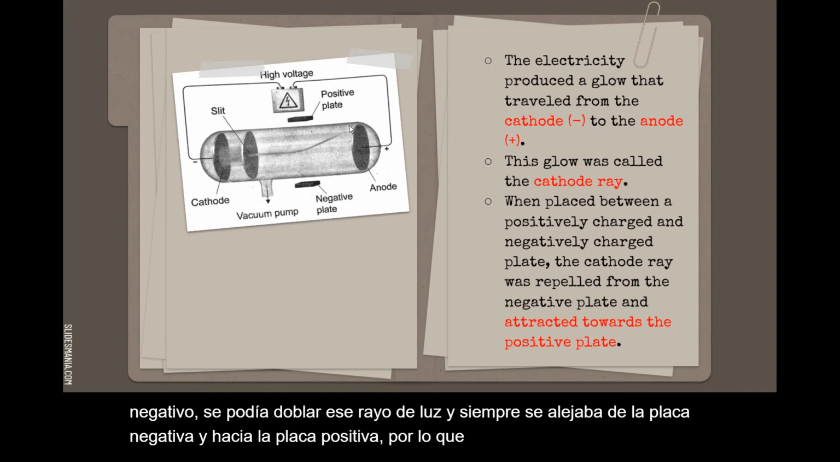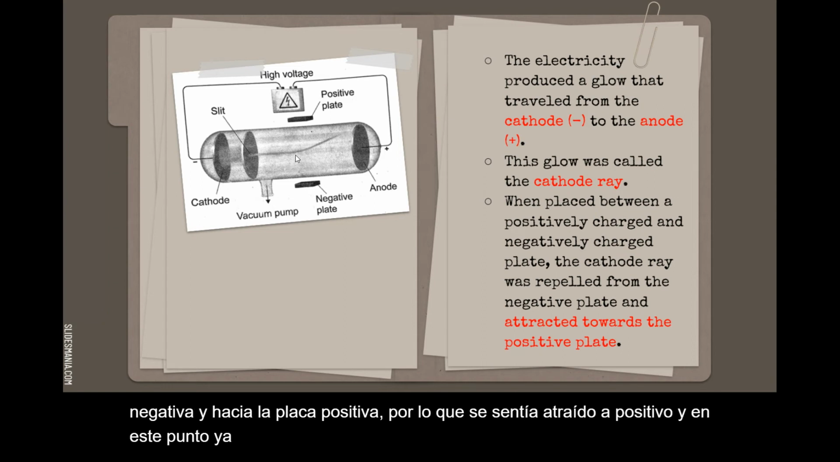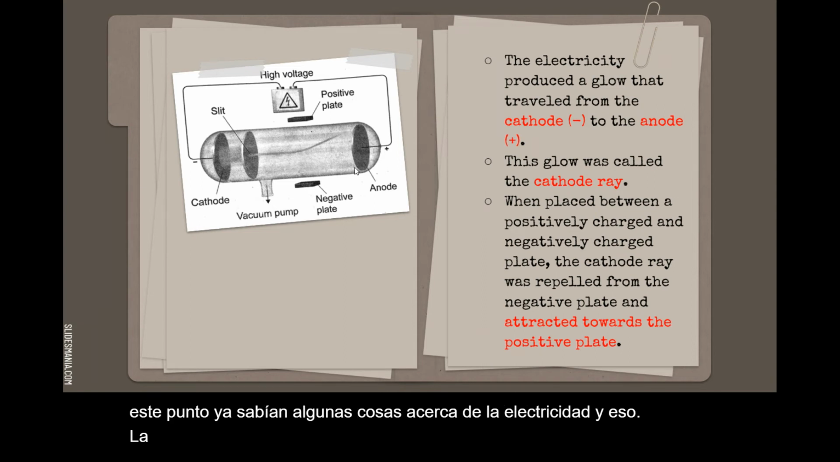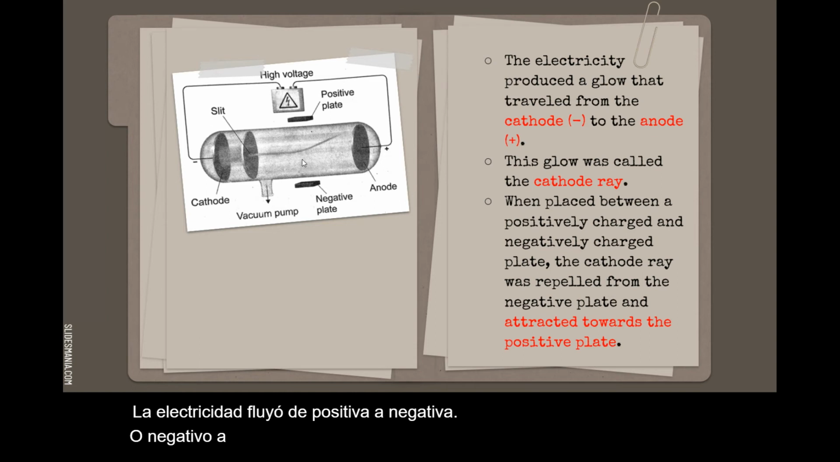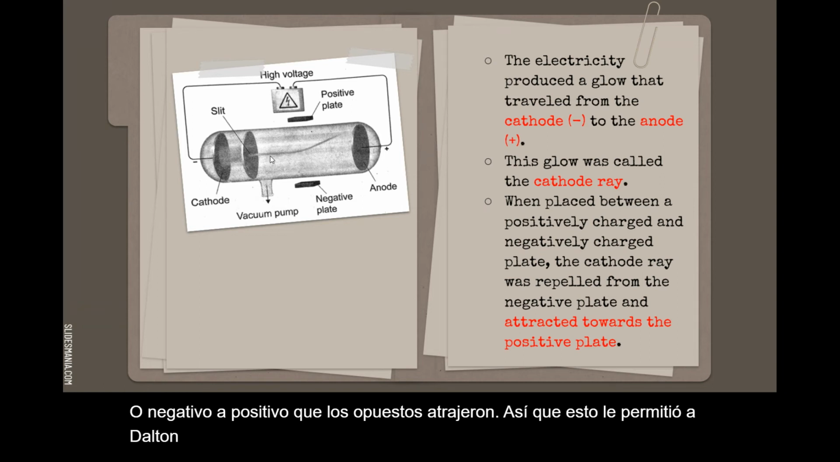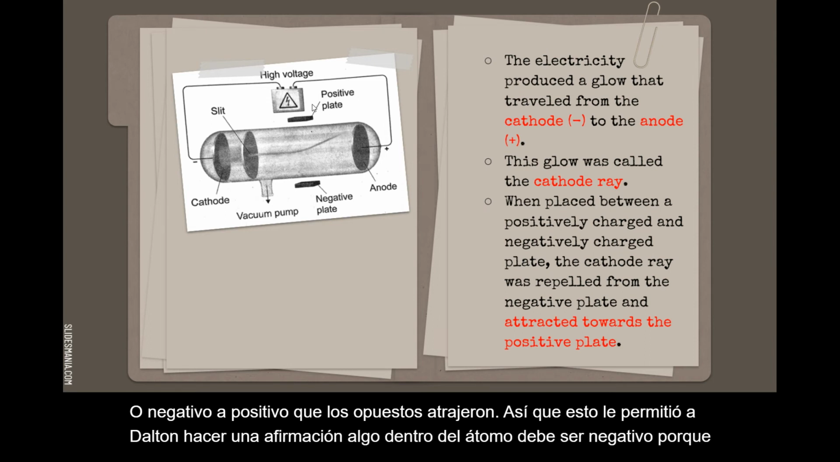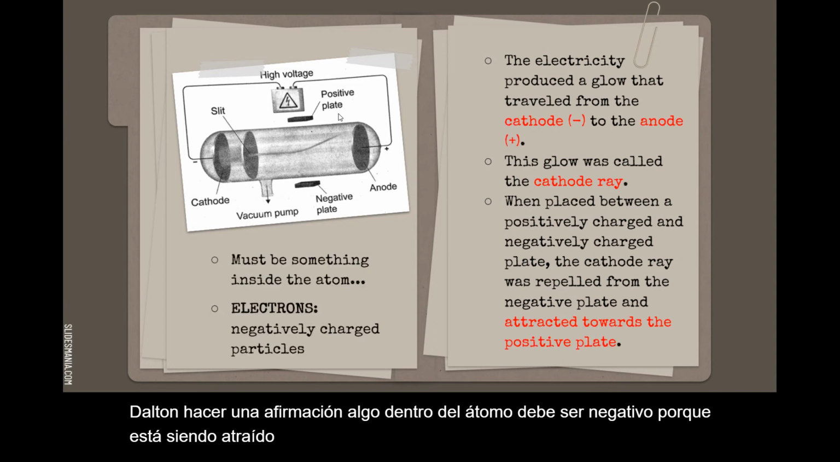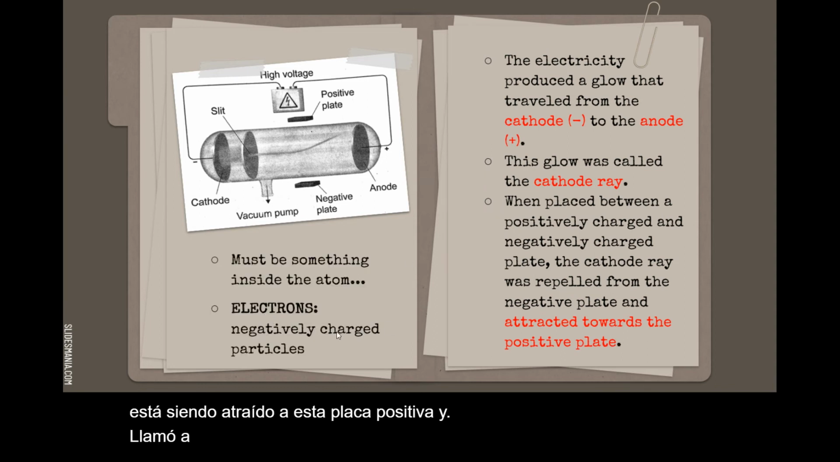And at this point, they already knew some things about electricity, that opposites attracted. So this allowed Thomson to make a claim. Something inside the atom must be negative because it is being attracted to this positive plate. And he called this the electron, a negatively charged particle inside the atom.